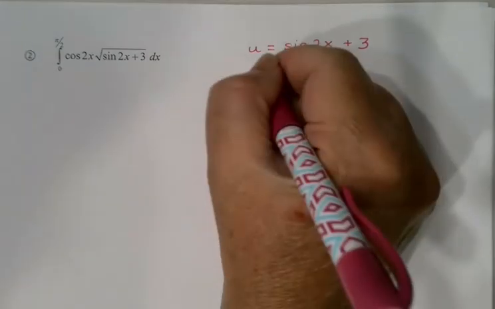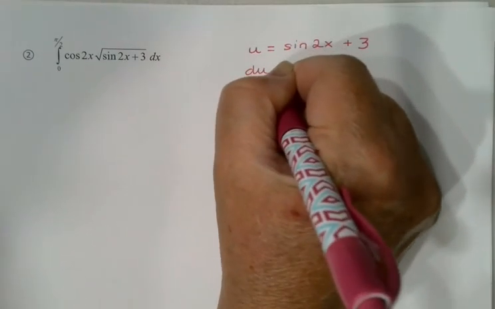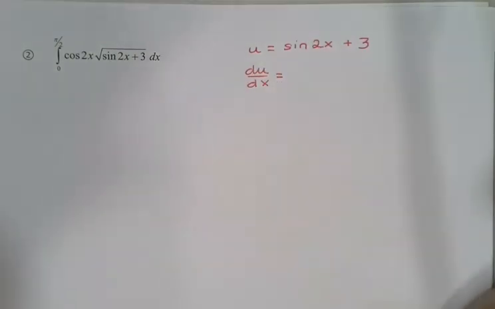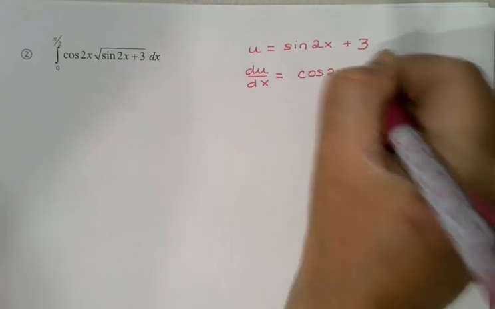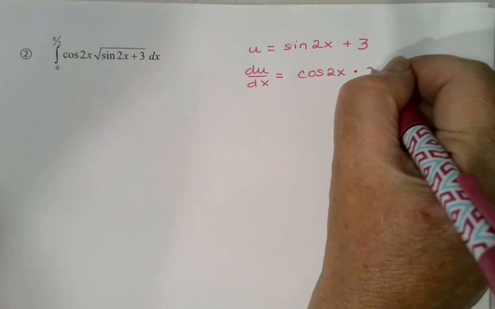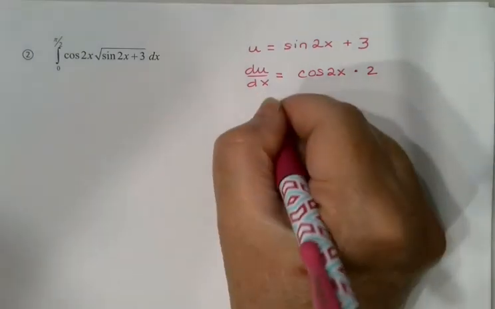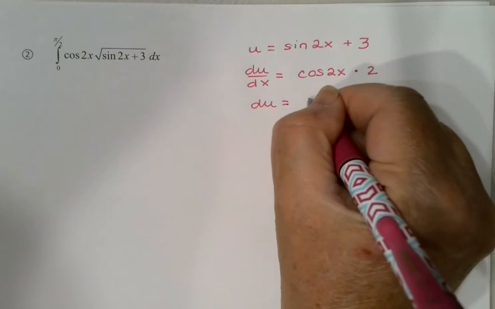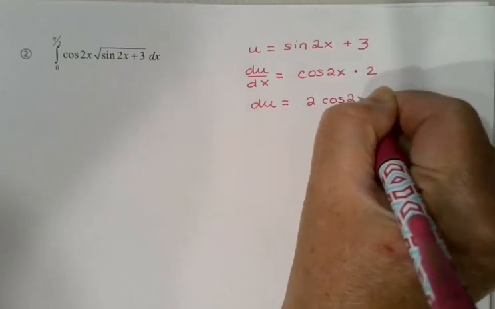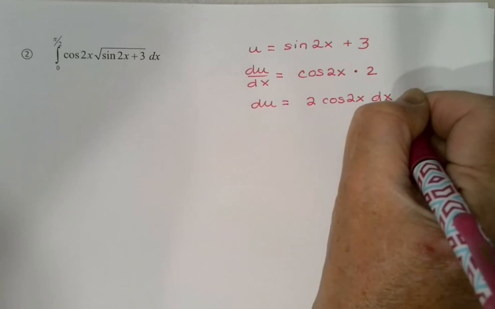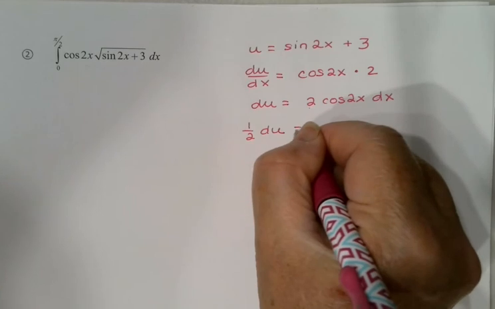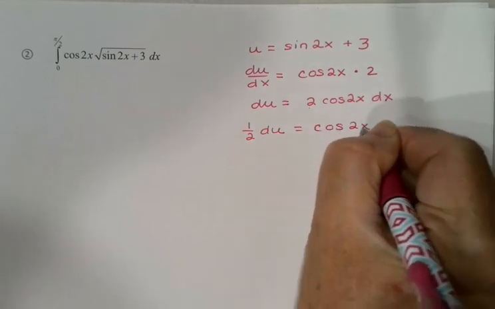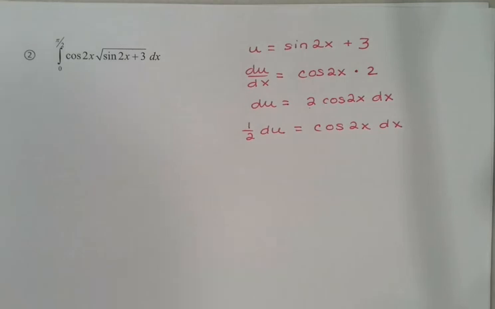All right, du dx would be the derivative of sine 2x is cosine 2x. Don't forget your chain rule here. The derivative of that 2x would be times 2. So du is 2 cosine 2x dx. I can divide out the 2 that's the coefficient, so 1/2 du is equal to cosine 2x dx. That's all looking pretty good.